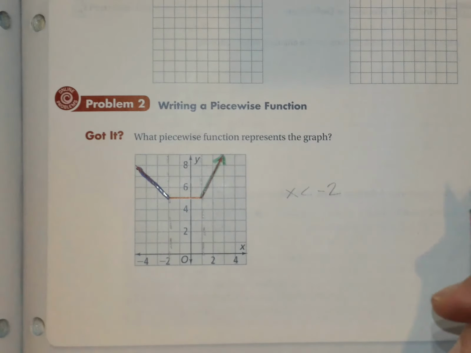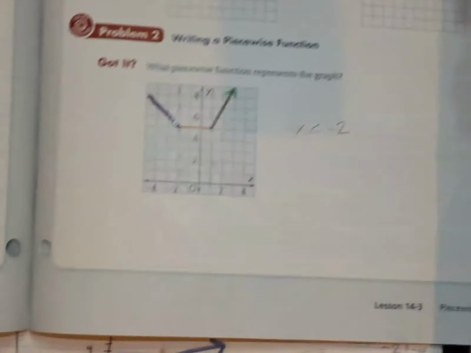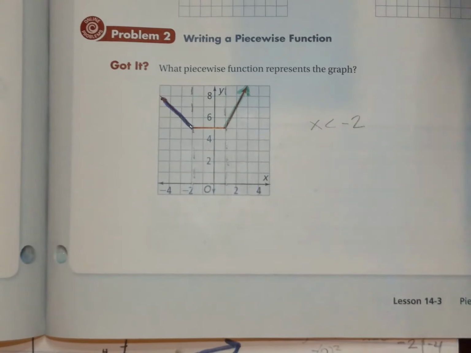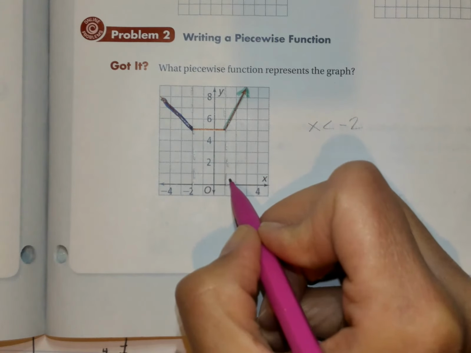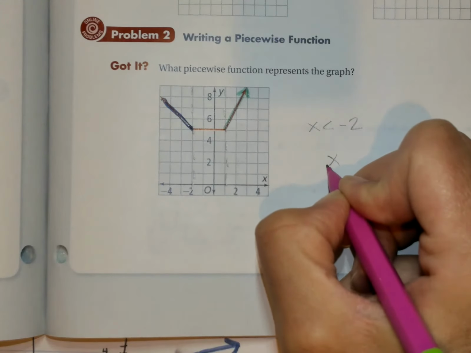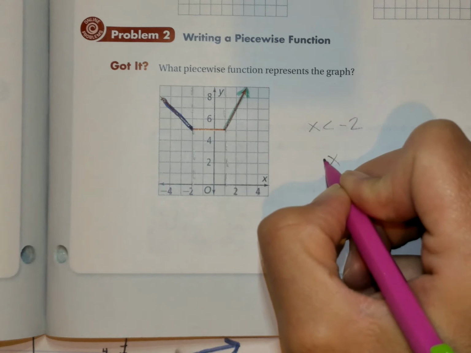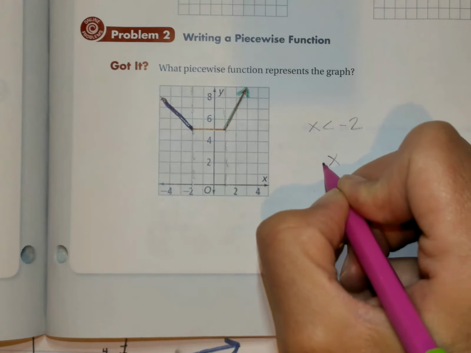It doesn't really have the open and closed circles like how that one has. So I'm not really sure how to put those, but I can see that the domain is broken up at -2. And then in between, let me think how to do it. X is less than -2.